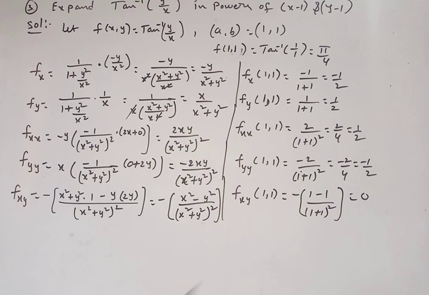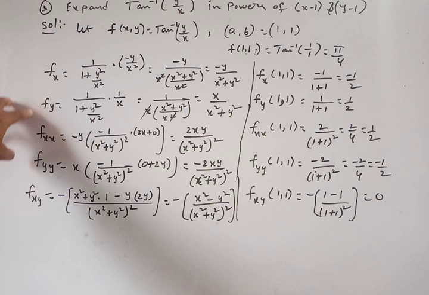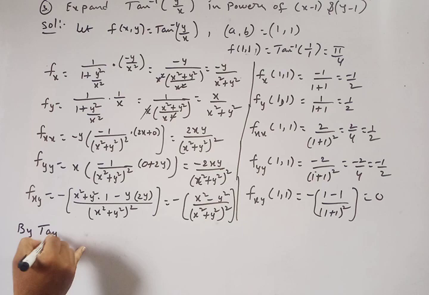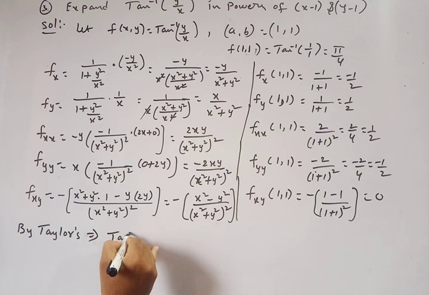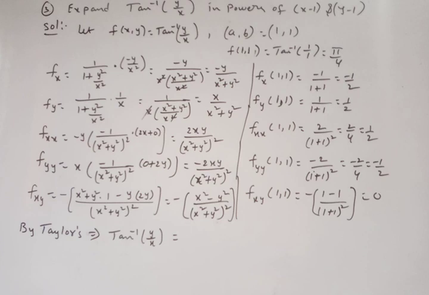So we calculated f_x, f_y, f_xx, f_yy, f_xy. So substitute all these things in the Taylor series expansion. By Taylor's, I am not writing the formula, please write the formula for tan inverse of y by x. What is the formula we have?